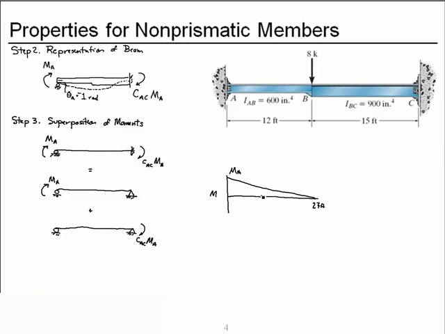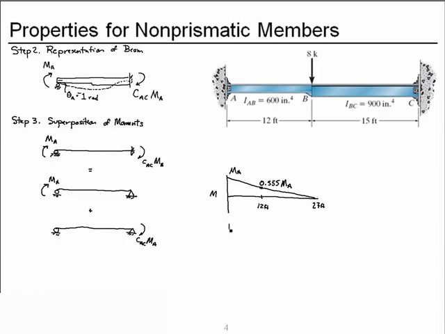I also know that out here, 12 feet across, I'm going to want to know the moment. And so if I use similar triangles, I have 15 feet here, 27 feet here. This value of moment is 0.555 times MA.